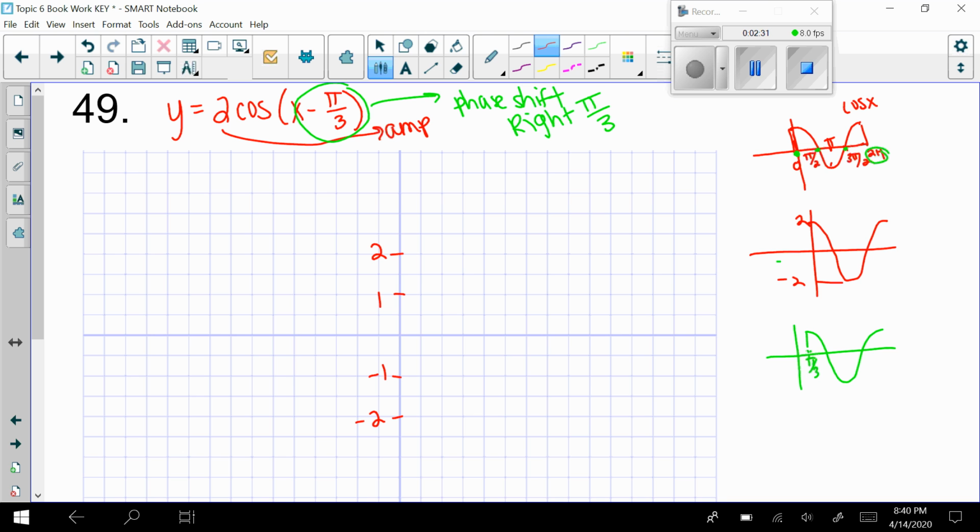But now it gets more complicated from here. So where was this value before? Up here it was at pi over 2. So now this value is at pi over 2 plus pi over 3, right? Because we're taking that value and shifting it to the right. You're going to take these x values and add pi over 3 to all the x values of the parent function. Obviously, we're only going to do those 5 key main points.